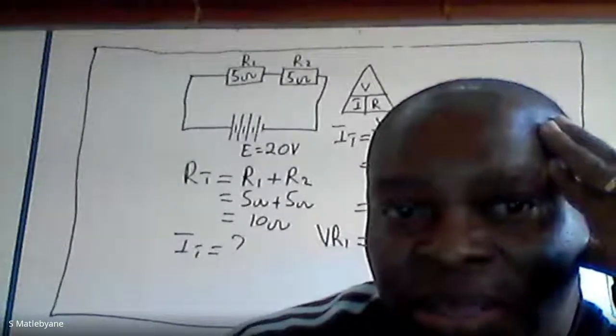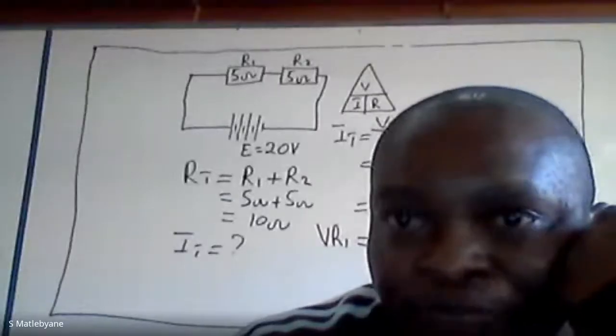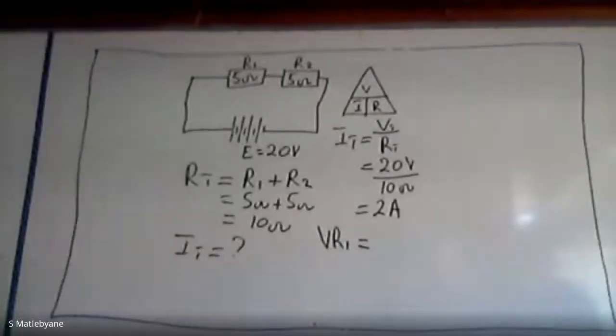All right, let's go back to the slide. Let us read. What do they say about resistance in series? They say a resistor in a series circuit is called a voltage divider. Correct? So it means that the voltage will be divided across the two resistors. So I'm going to stop sharing and go to the board again. All right, so let us do the calculation.